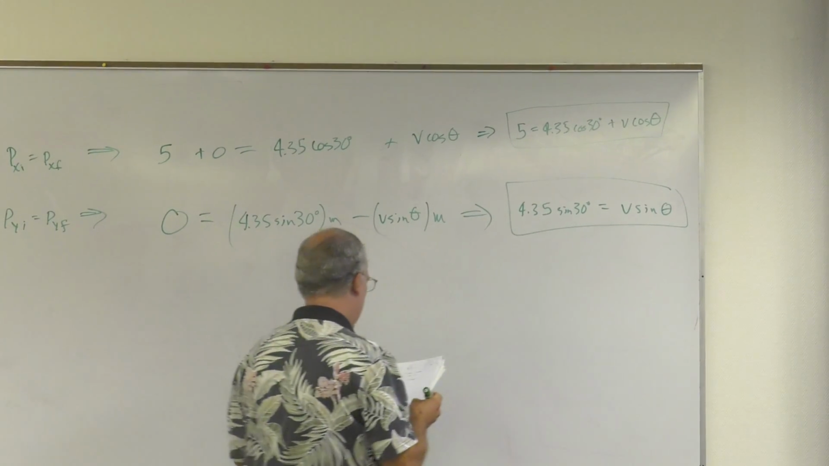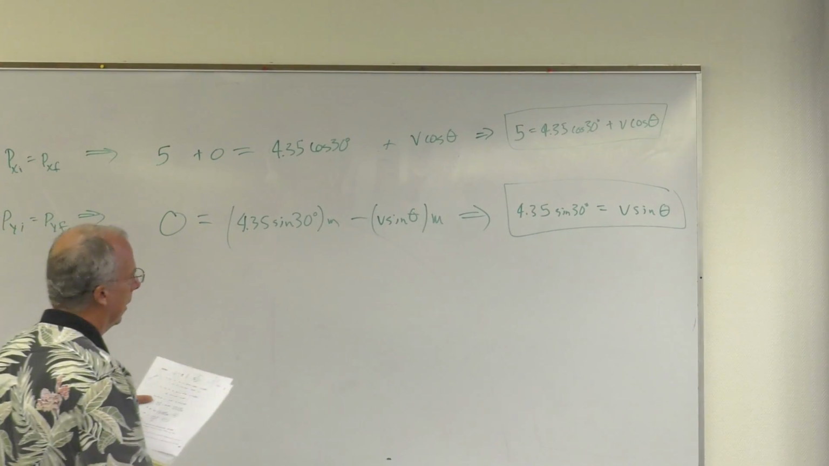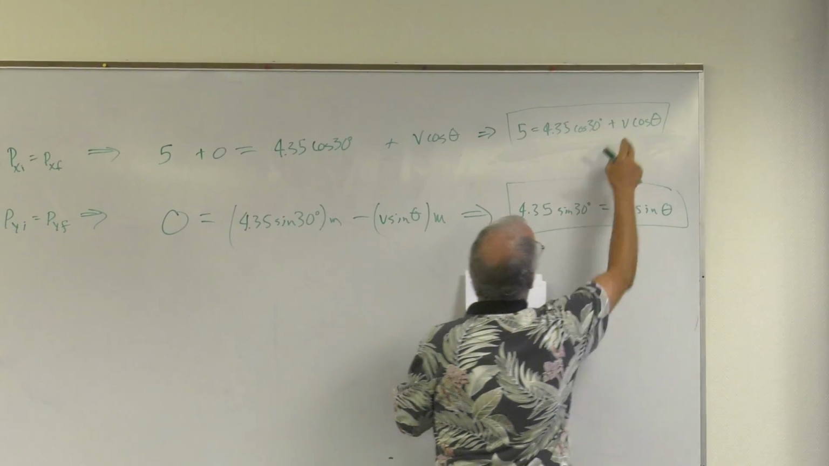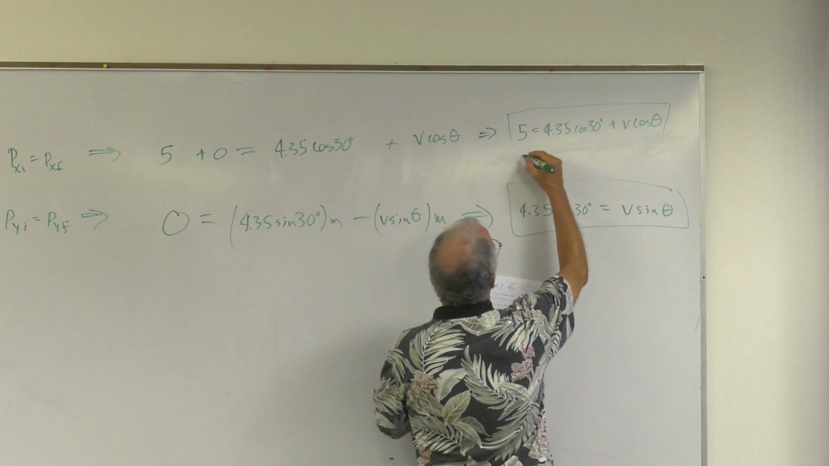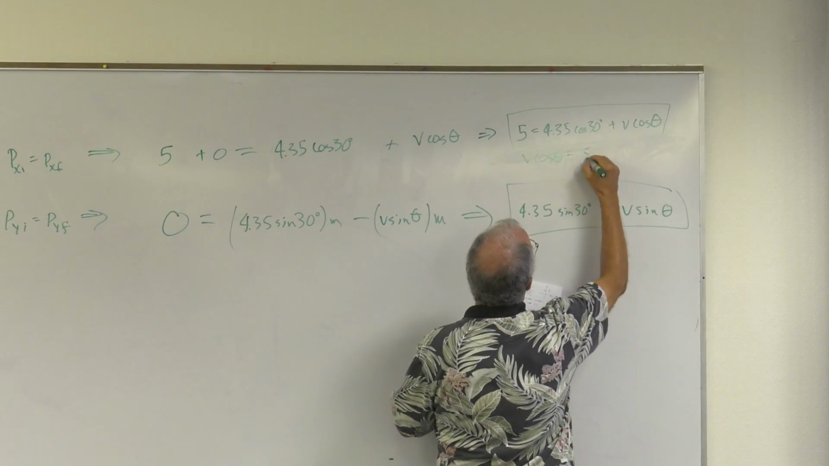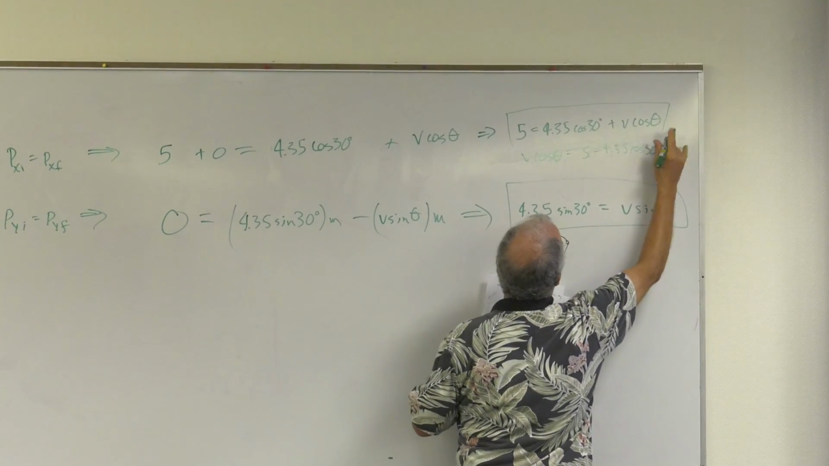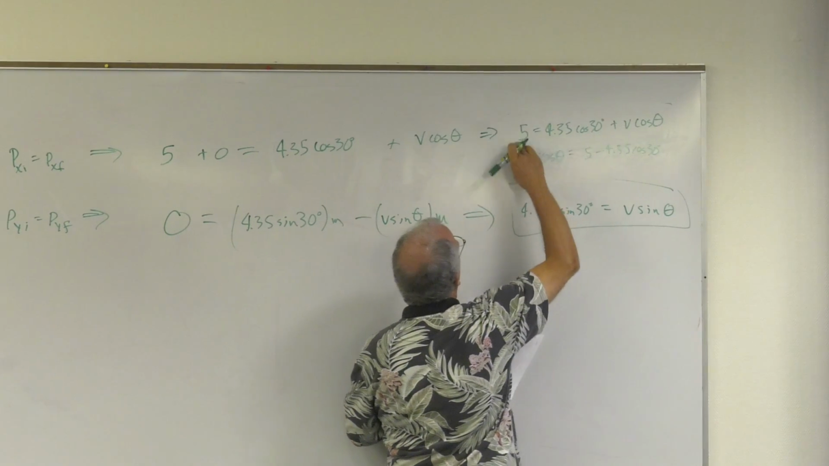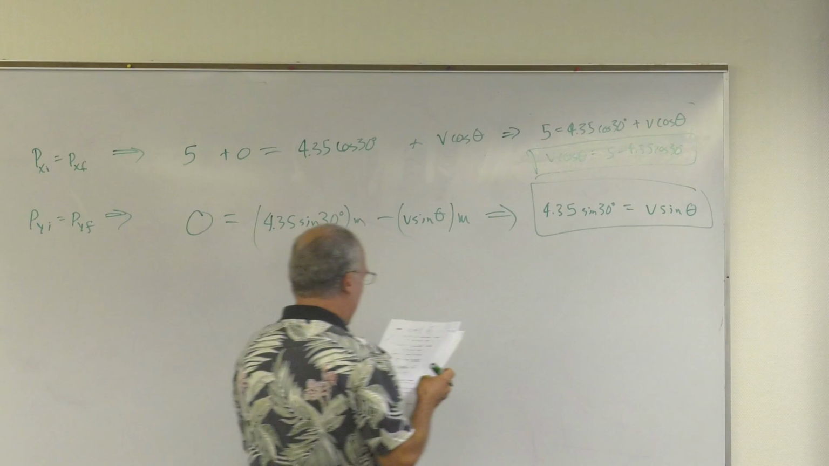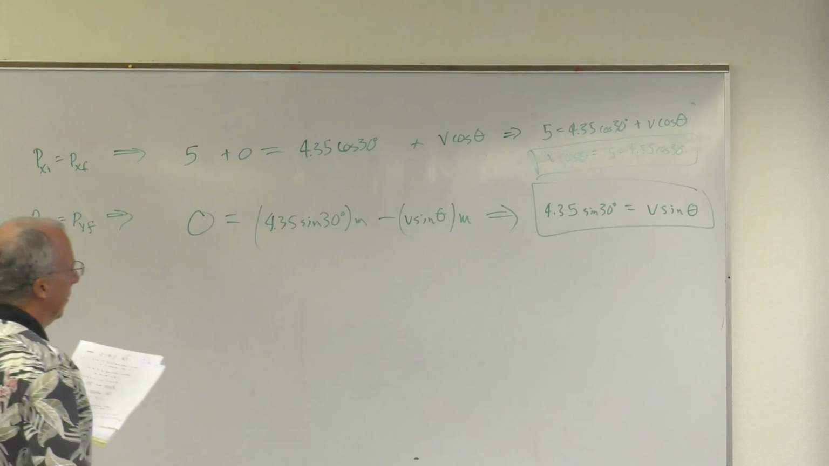Okay. Now you can solve it however you want to solve it. Doesn't really matter. Let's rewrite this one. Let's solve for the v cos theta. You'll see why. So v cos theta equals 5 minus 4.35 cos 30. All right. So this is how I solve it. You don't have to do it this way. Just I like it.